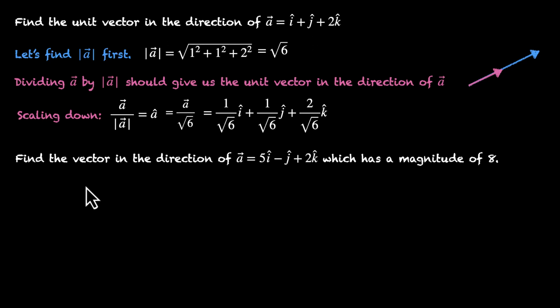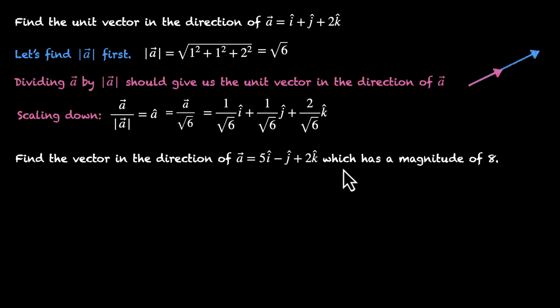Here's another problem. Find the vector in the direction of a vector, which is 5i cap minus j cap plus 2k cap, which has a magnitude of 8. So in this case, we don't want the unit vector. We want a vector which has a magnitude of 8. So pause the video. Figure out how you'll solve this.